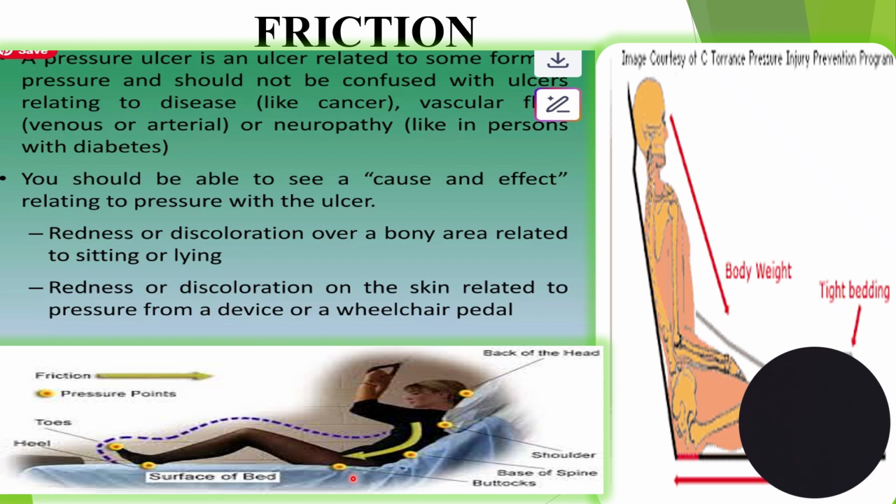So this friction leads to redness, discoloration. Mainly it is happening through the bony prominent areas related to sitting or lying down, related to pressure from the device or in the wheelchair pedals. So it may happen. So this we call a friction. Friction means a rubbing of the skin together. So shear means there is a force. The friction and pressure lead to the shear. Okay.